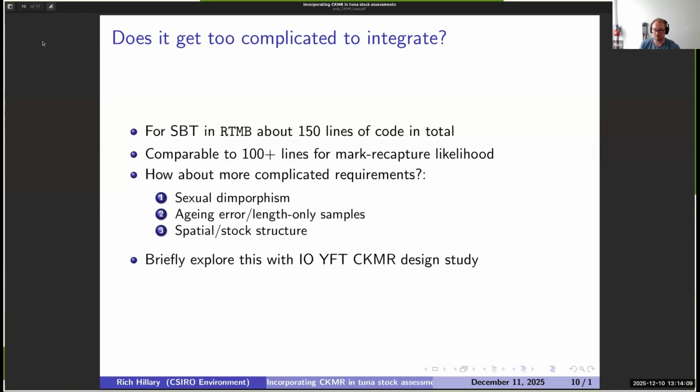That's pretty comparable to the mark recapture likelihood that we've got, and I think that's true for most mark recapture likelihoods, even if it's spatially aggregated, that's honest about what you don't know at release, in terms of you don't really know the age at release. So I think it's comparable to the stuff that we already use.